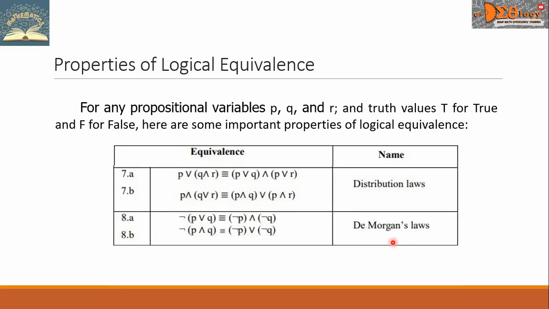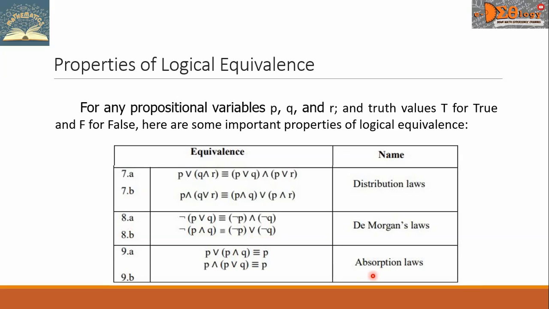Number 8 is De Morgan's laws. Here are the two parts. 8a, the negation of the compound proposition P or Q is logically equivalent to not P and not Q. 8b, the negation of the compound proposition P and Q is logically equivalent to not P or not Q.